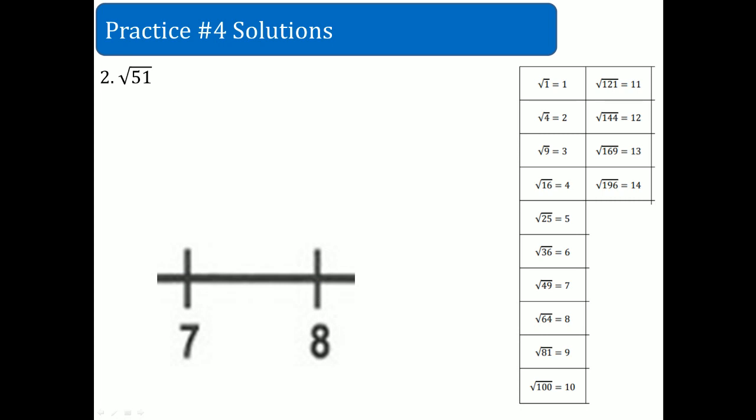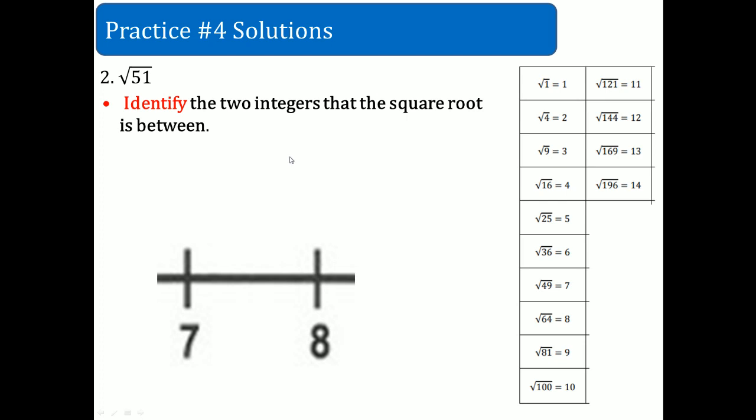The next one, number 2, is the square root of 51. The square root of 51 exists between 7 and 8. So you're going to identify the two integers that the square root is in between. We would say the square root of 51 is less than the square root of 64, but greater than the square root of 49. Square root of 49 is 7. Square root of 64 is 8.